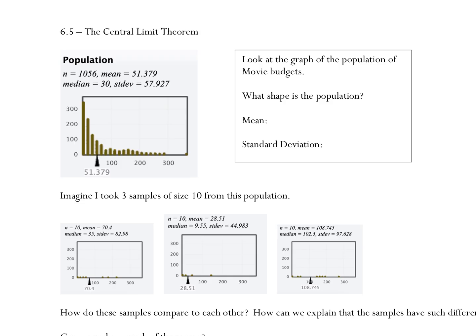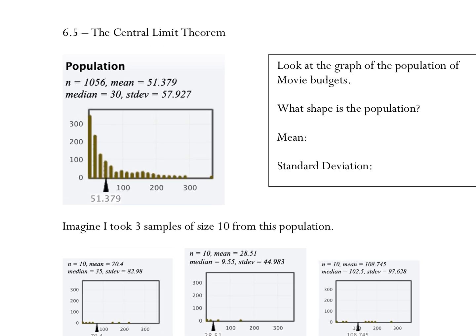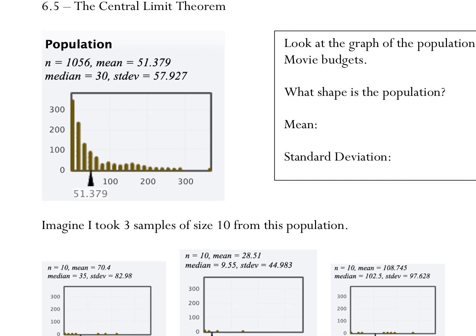The next thing we're going to talk about is something called the central limit theorem. What I have here are movie budgets. I don't remember the year, but these are all the movie budgets. Is anybody surprised to see the shape of this, where most movies are relatively inexpensive to make, and then you have your few big blockbusters? If I ask you to describe the shape of this particular distribution, you would say?